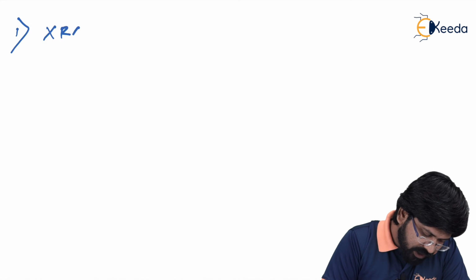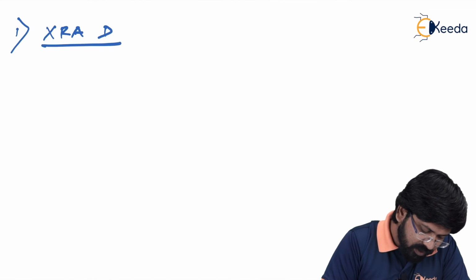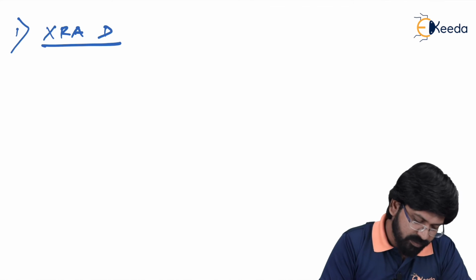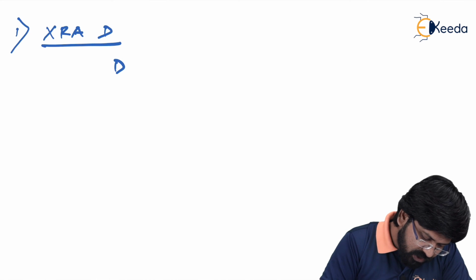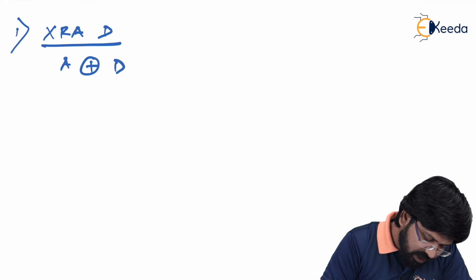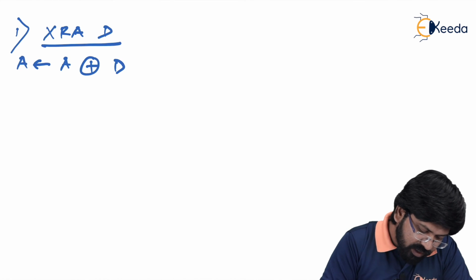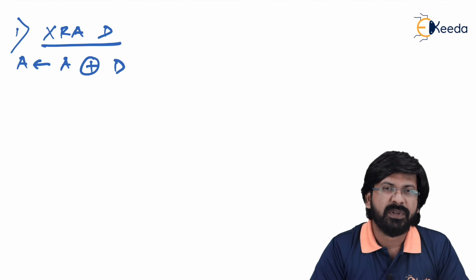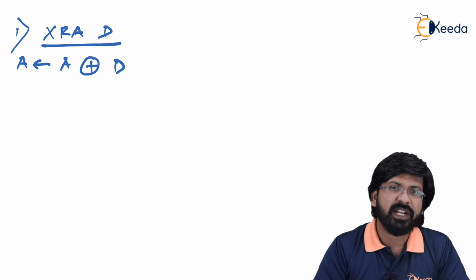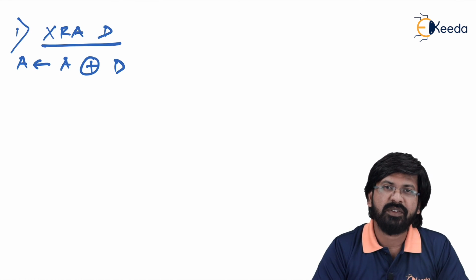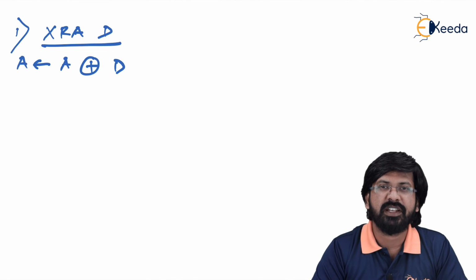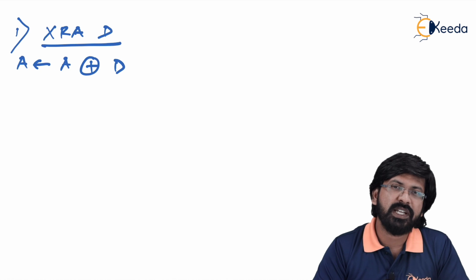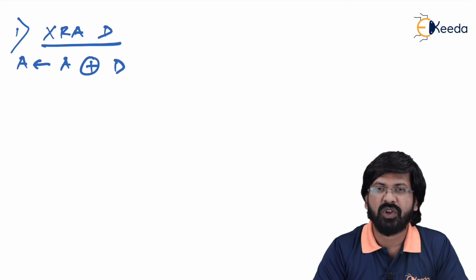Let's say you have XRAD. XOR stands for XOR operation. What it does is XOR the content of D with A, and the answer goes to A. Remember, the difference between XOR operation and OR operation is only that 1 plus 1 in an OR gate is 1, but here 1 and 1 gives you 0. Remember, there is no carry concept even in XOR. The carry concept comes only in the addition instruction, not in logical operations, right?